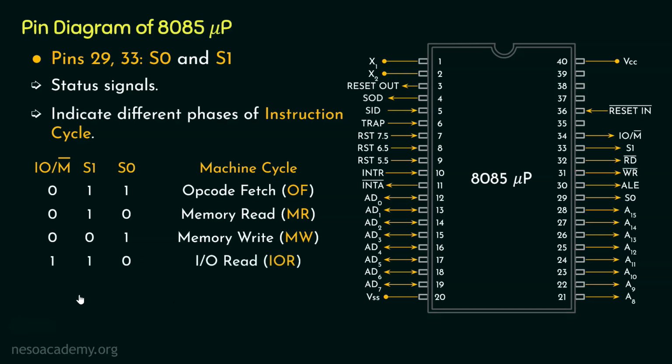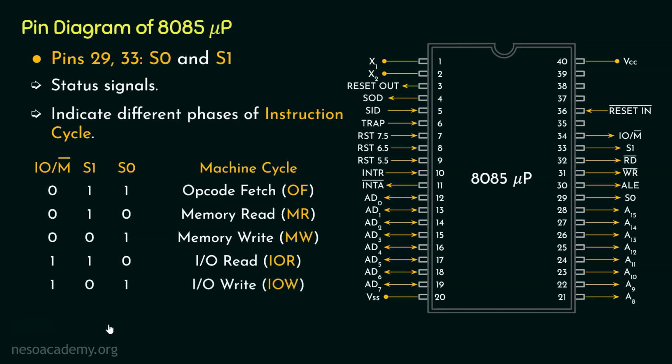Coming to the next combination, if we have 1, 1, 0, it indicates the IO read machine cycle. Notice we are having 1 in the pin IO/M bar. That is, the microprocessor is now communicating with the input port. Now, if you focus on this particular combination of S1 and S0, it was memory read when IO/M bar was 0. However, S1 was 1 and S0 was 0. In this particular combination also, we are having the same sequence of S1 and S0, and that specifies reading.